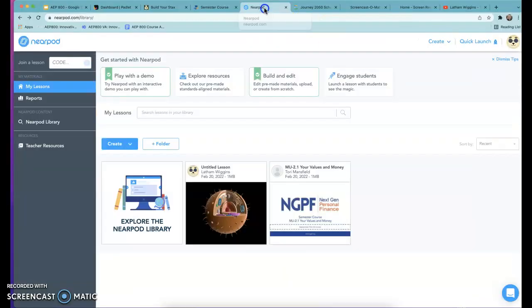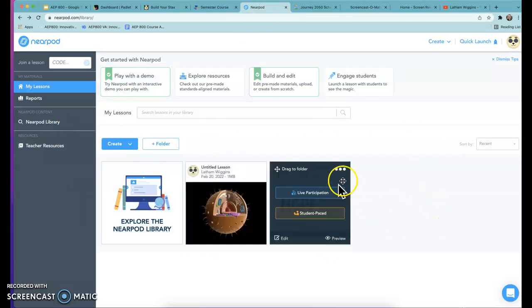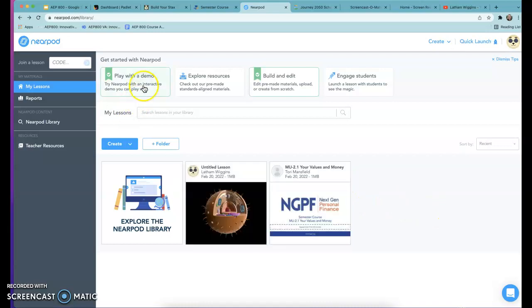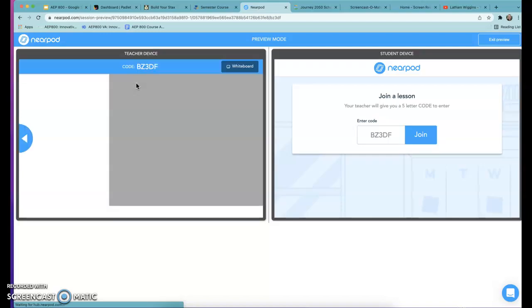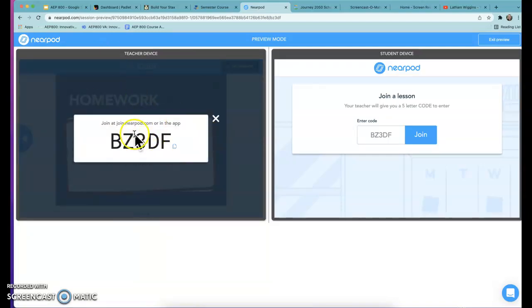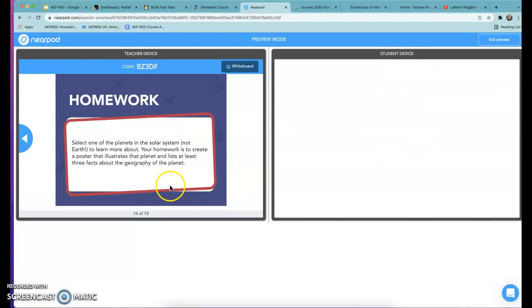So we'll go to Nearpod's website here. When you log in, you're given this area where you can create your own lessons. I think the best way to demonstrate Nearpod is just to do this demo up here. So this is a preview. The left-hand side would be what the teacher's device would look like, and the right-hand side is what the student device would look like. So the students would be given a code, they would join the lesson, and then the teacher would begin the lesson.